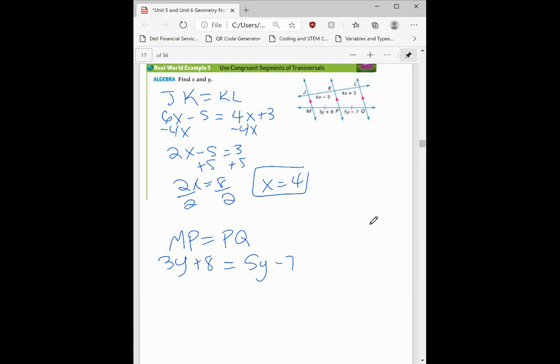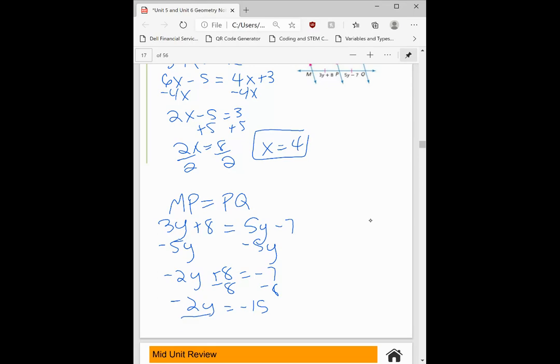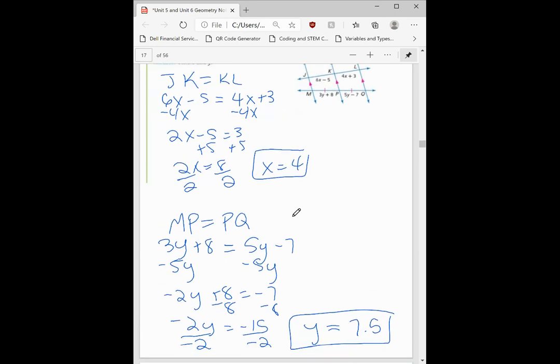Even if we did not know these theorems, we know that we have to set the x's together to get an x value, and we have to set the y's together to get a y value. So let's solve for y here. So I'm going to subtract 5y, and I get negative 2y plus 8 equals negative 7. Subtract 8, and I get negative 2y equals negative 15. Divide by negative 2, and I get y is equal to 7.5. Okay? So this concludes these notes.